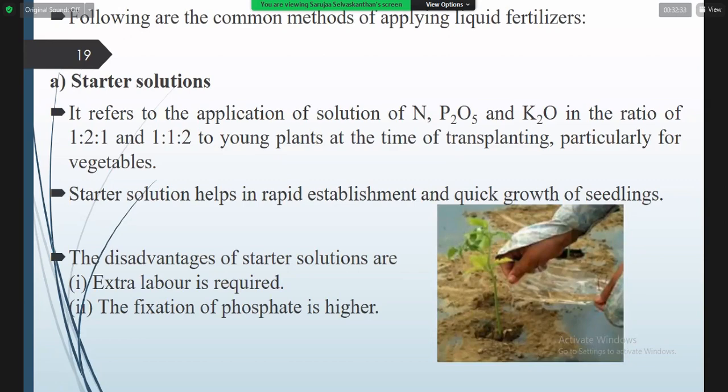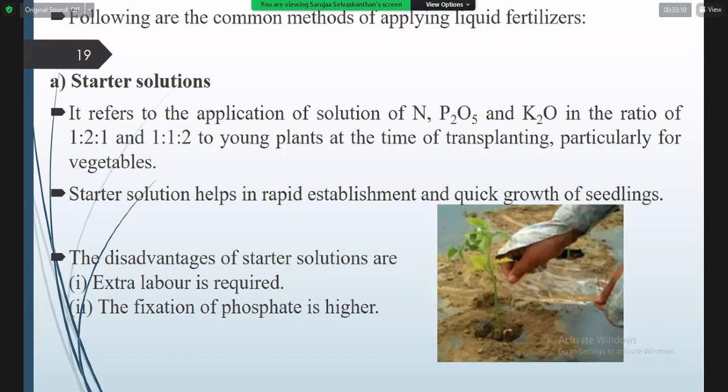We can use the NPK ratio 1:2:1 or 1:1:2 for the young plant at the time of transplanting, particularly for vegetables. In vegetable transplanting time, we can use NPK 1:1 or 1:2. Okay, then starter solution helps the rapid establishment and quick growth of the seedling. It will help.